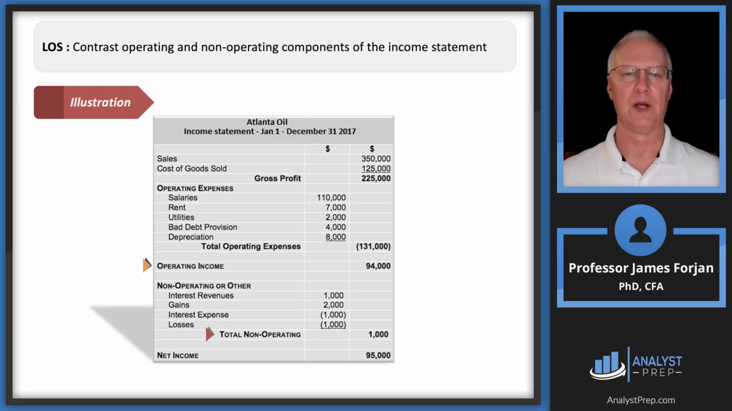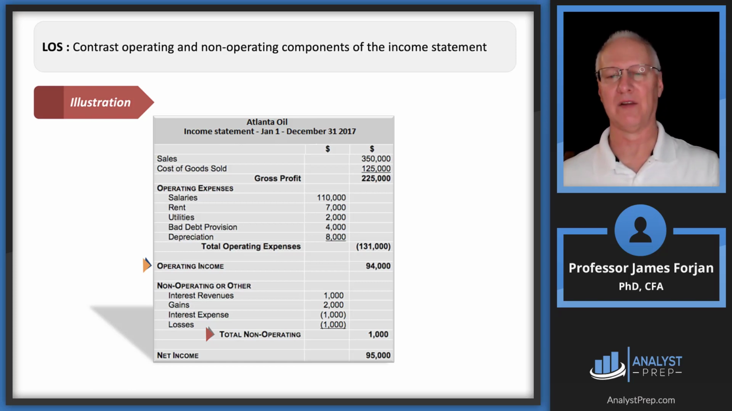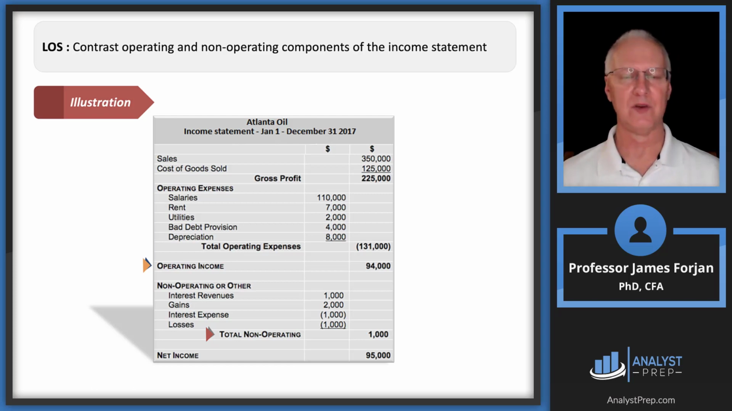So here's a good example, Atlanta Oil. There's sales, there's cost of goods sold, so there's gross profit of $225. Remember what I said earlier, think of those as kind of the variable costs. And then these operating expenses, these are kind of like the fixed costs, although they might not be exactly fixed every year, but they're nearly fixed. So salaries and rent and utilities, we spend about the same amount on that every year, regardless of what those sales are. So they're kind of fixed. So there are total operating expenses, and that gets us operating income of 94.